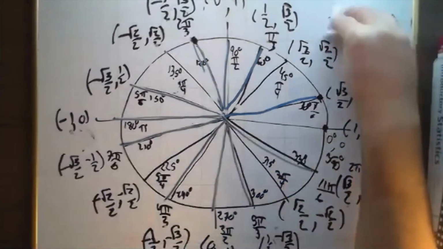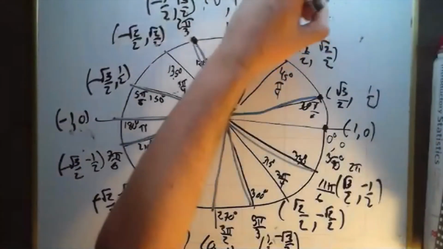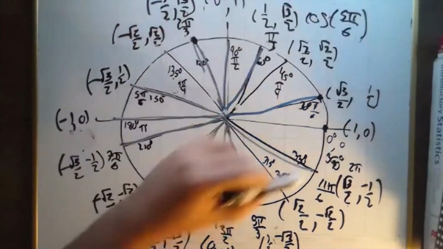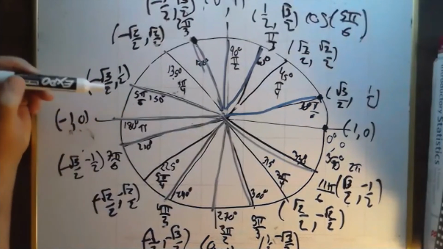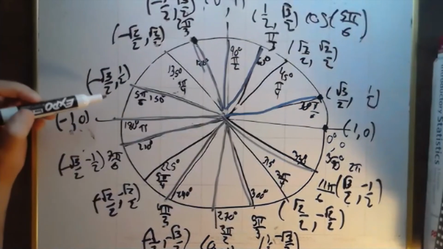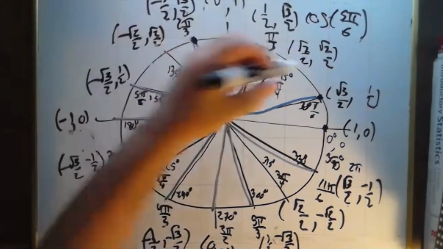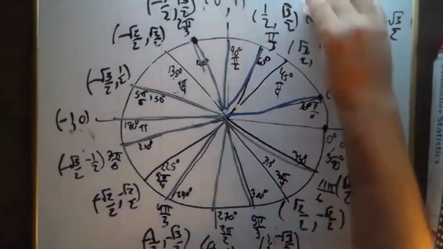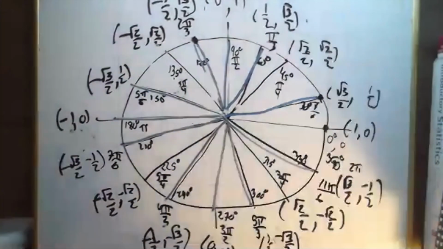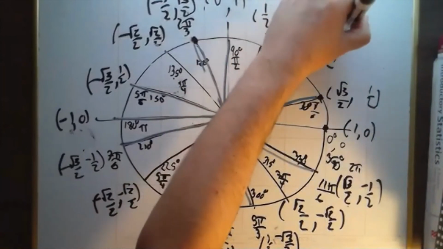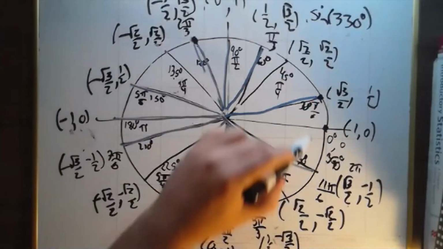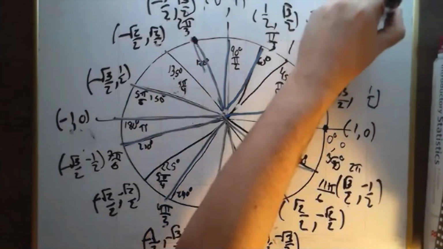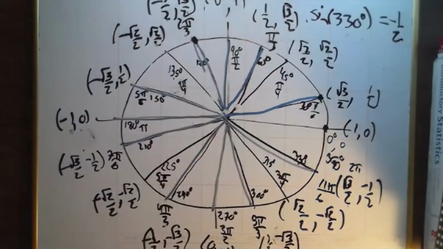So say I asked you for, oh, I don't know, cosine of 5 pi over 6. So I go to my angle, 5 pi over 6. Every point is cosine, comma, sine. That's the cosine. The answer would be negative root 3 over 2. What if I asked for sine of 330 degrees? So now I look at the degrees. I come around, here's 330, cosine, comma, sine, negative 1/2.